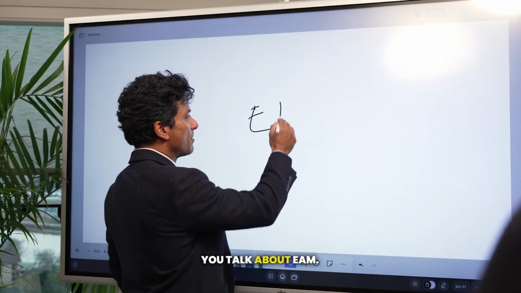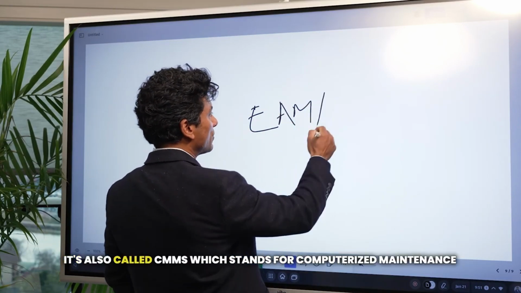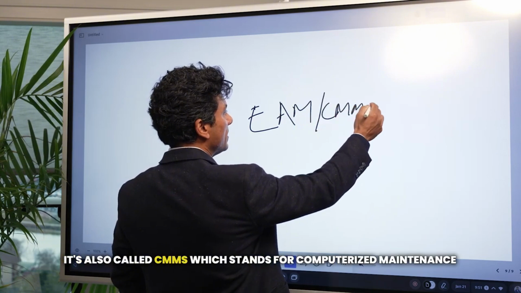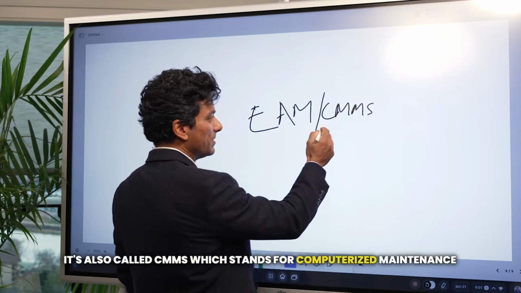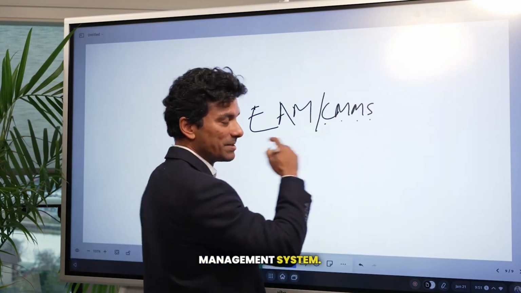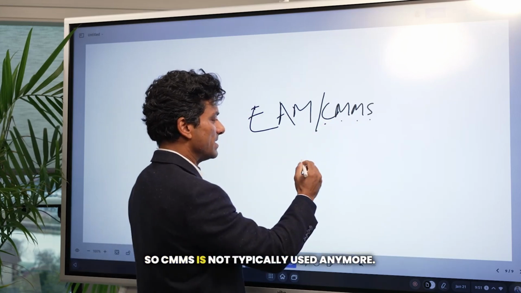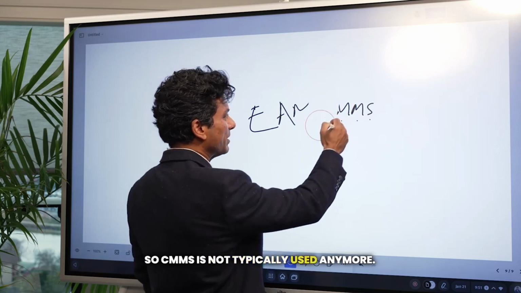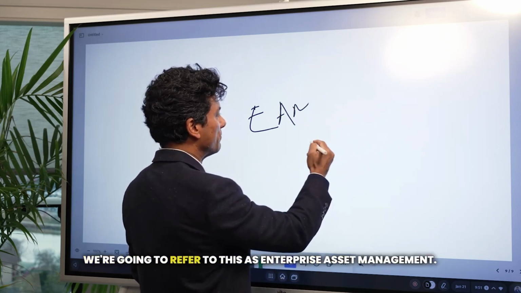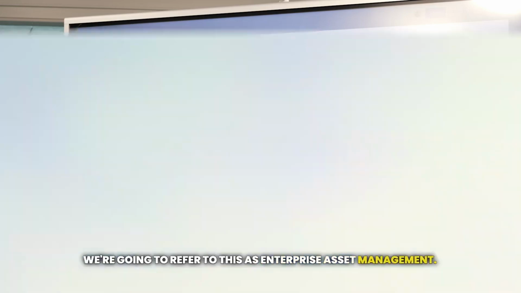You talk about EAM. It's also called CMMS, which stands for Computerized Maintenance Management System, kind of an old school way of saying EAM. So CMMS is not typically used anymore. We're going to refer to this as enterprise asset management.